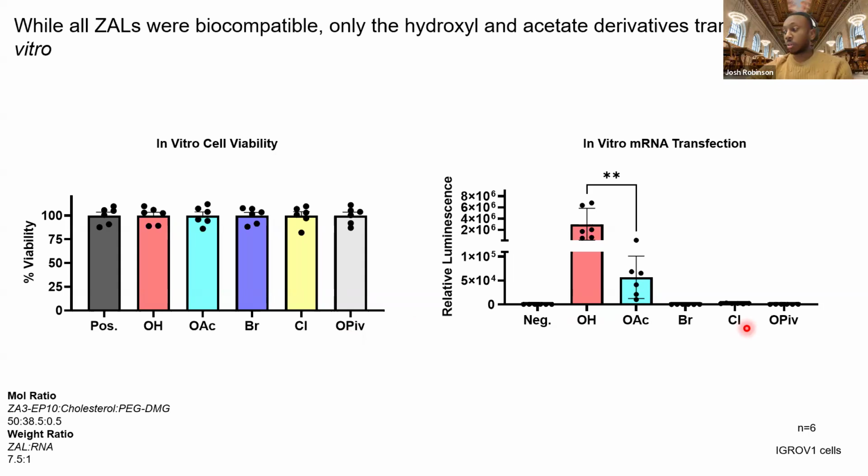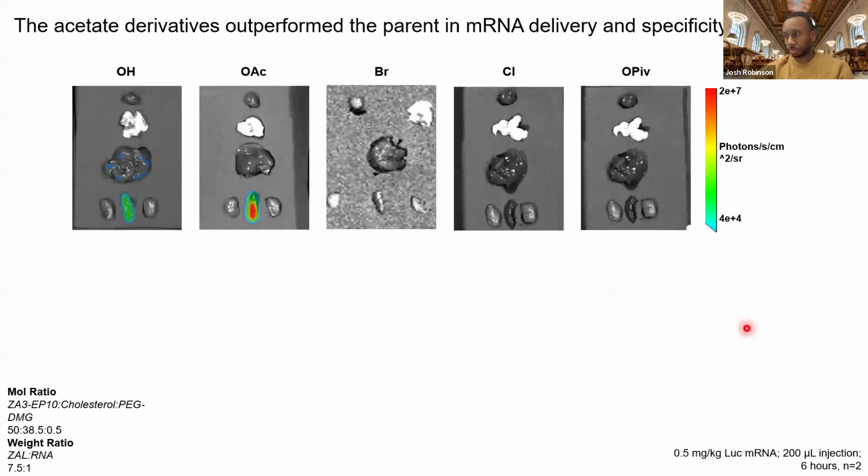Even though we have the in vitro results, we wanted to do in vivo, because oftentimes we see that in vitro and in vivo don't always correspond, typically due to the really complex biochemical systems in mice as opposed to just in cells. So we went ahead and did in vivo, and sure enough, we did see a difference. In the case of the bromide, chloride, and pivalate, there's still no delivery there, which is fine.